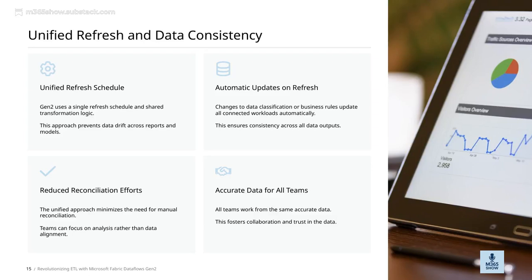When all teams work from the same accurate data, it really fosters better collaboration and builds trust across the organization. This unified method ensures everyone is on the same page with data quality. By minimizing manual reconciliation, teams can spend more time on analysis rather than fixing data discrepancies. This means fewer errors and more focus on deriving insights. Additionally, when we update data classifications or business rules, these changes automatically propagate across all connected workloads. This automatic update process guarantees consistency across all data outputs, which is crucial for reliable reporting.